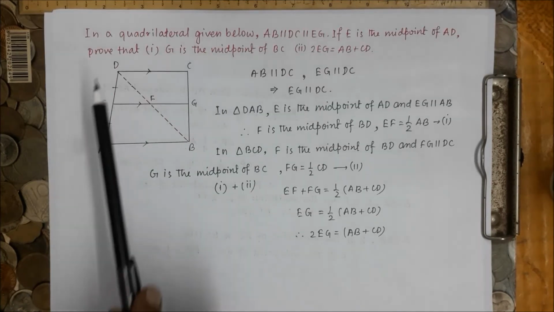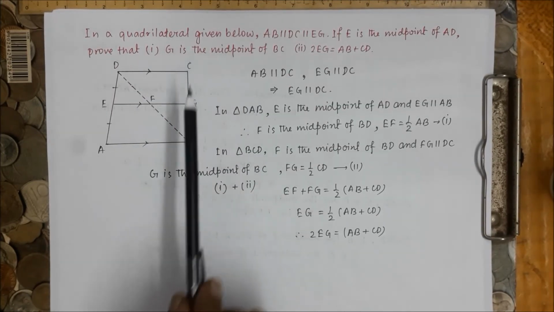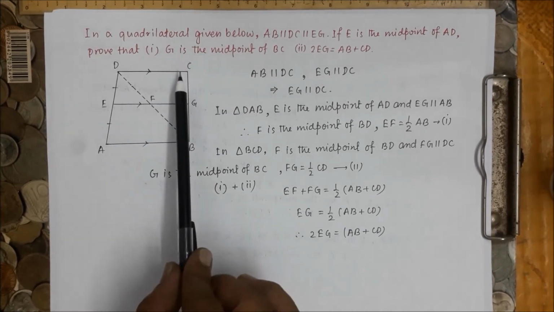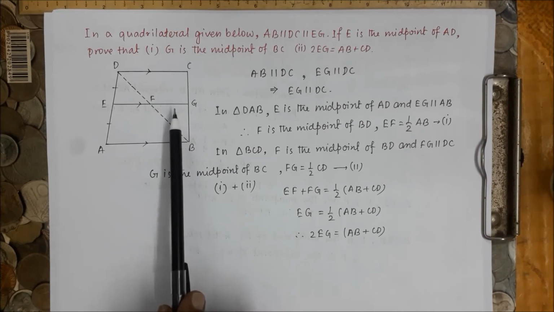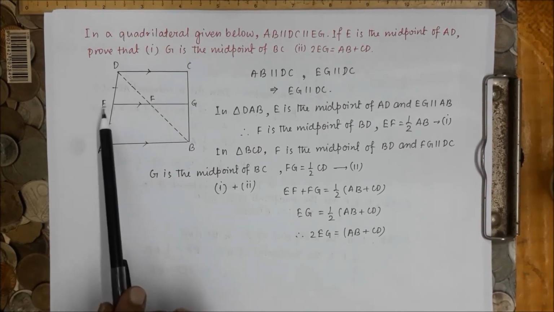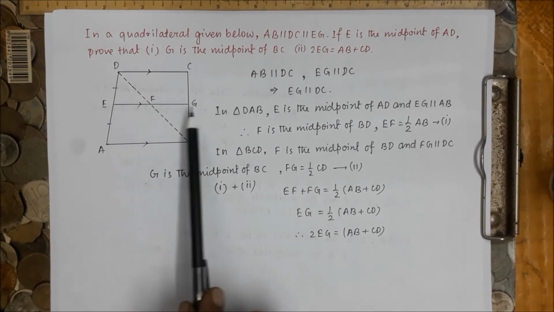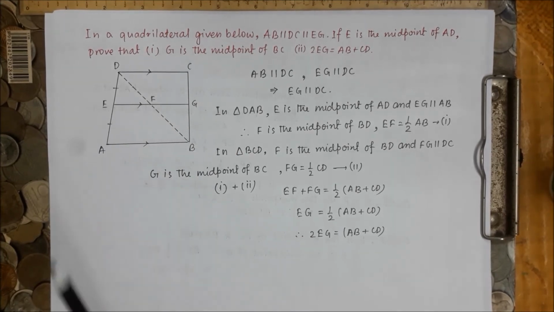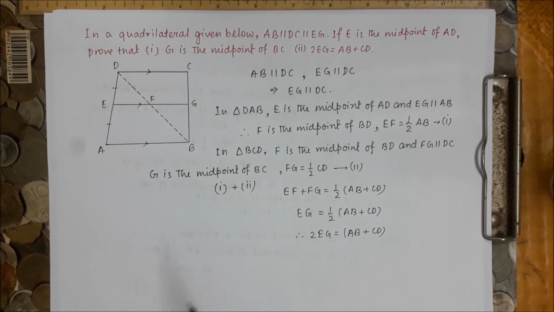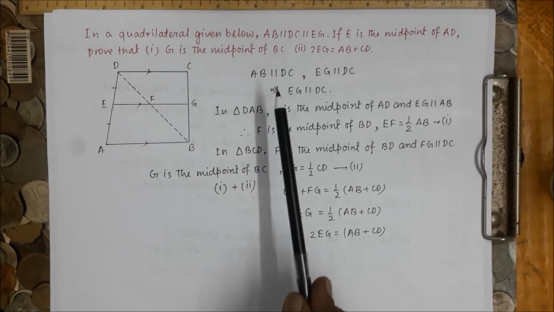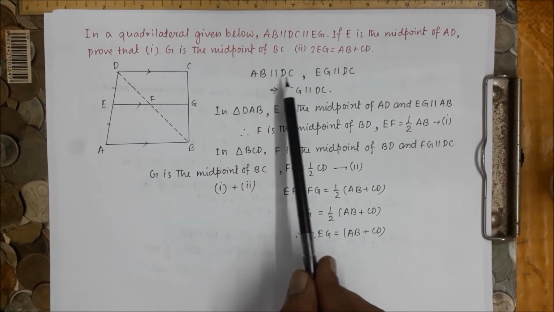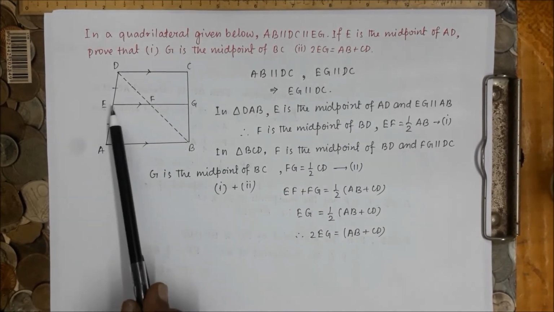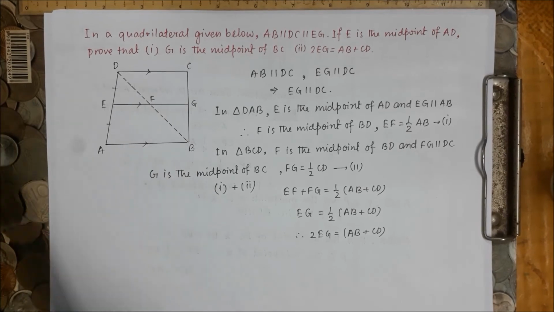Moving into our next problem, in a quadrilateral given below, AB parallel to DC parallel to EG. If E is the midpoint of AD, we need to prove that G is the midpoint of BC and 2EG equals AB plus CD. Now here it is given that AB is parallel to DC, EG parallel to DC. It implies EG is parallel to DC.